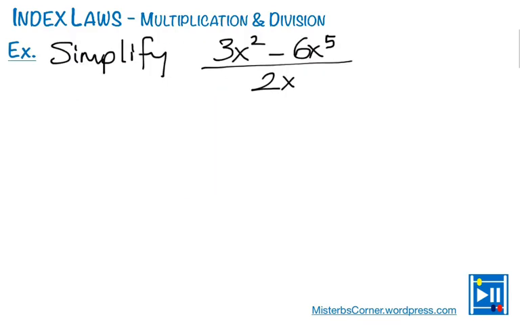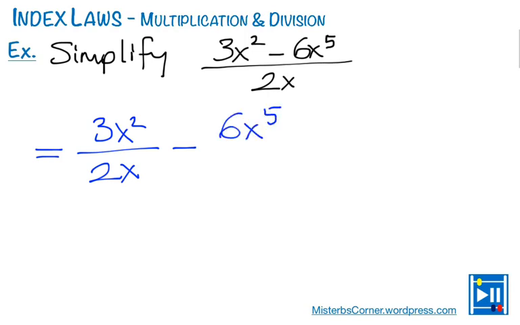And last but not least, we have this example, simplify this expression. Now this is given as a fraction, right? So what we can do initially is that we can write this as two fractions, so it's going to be 3x squared over 2x minus 6x to the power of 5 over 2x.